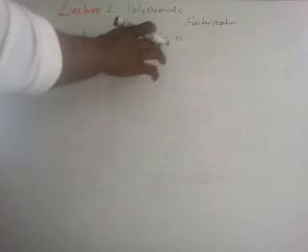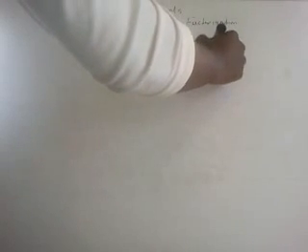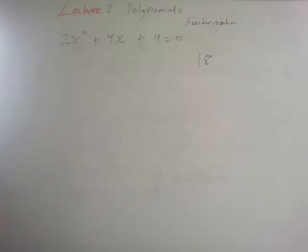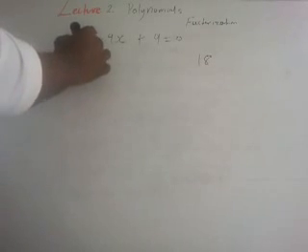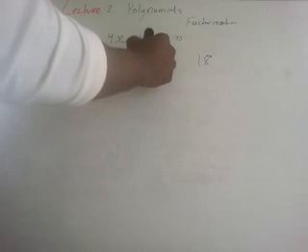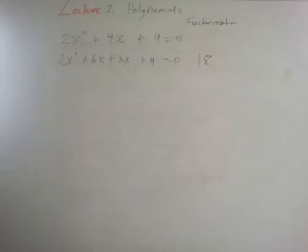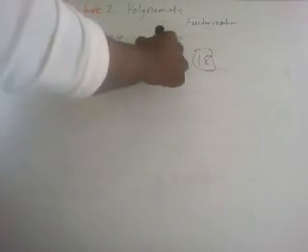Now 2 multiplied by 9 is equal to 18. So we put 18. Then we need two numbers that when added give 9 and when multiplied give 18. 3 and 6. 2x squared plus 6x plus 3x plus 9 is equal to 0. So we can group and factorize now.